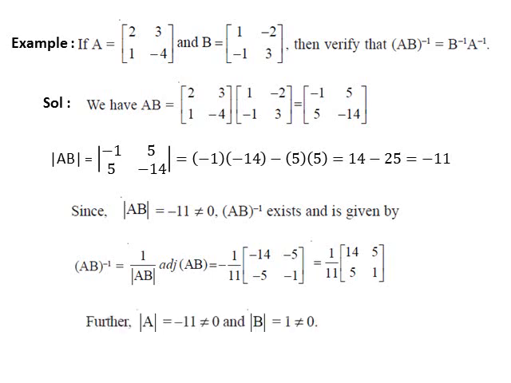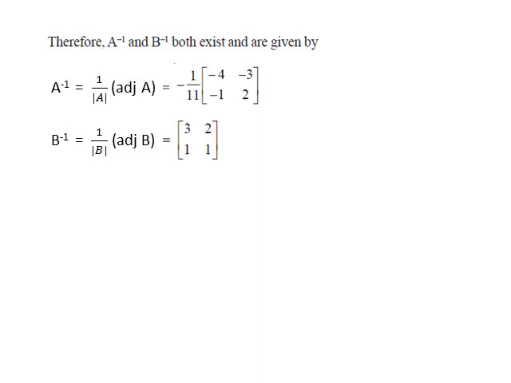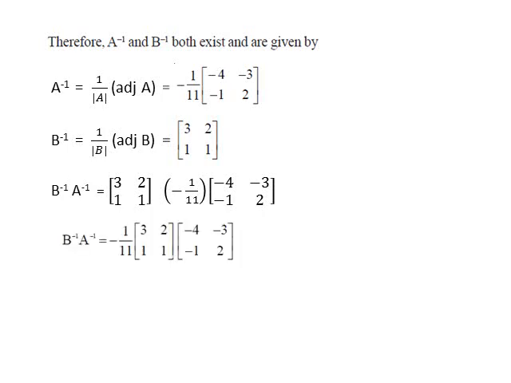In the next step, find determinant of A, which equals minus 11, and determinant of B, which equals 1. As both determinants are non-zero, A and B are non-singular matrices. Therefore, A inverse and B inverse both exist. In the next step, find A inverse and B inverse as shown. Now, to find the product of B inverse and A inverse, write the matrices already obtained. Here, minus 1 by 11 is a scalar quantity, so write minus 1 by 11 as it is and take the product of these two square matrices as shown here.